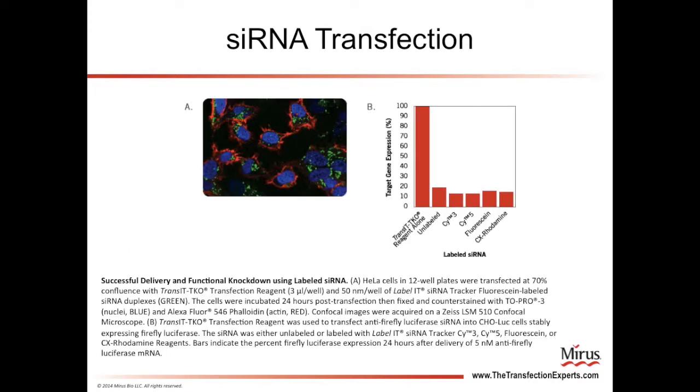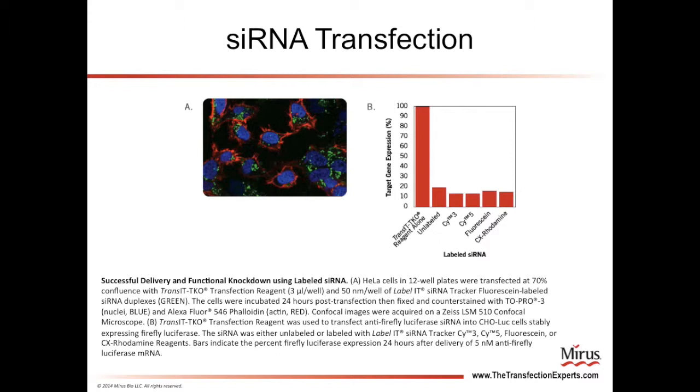In contrast to DNA transfections where you are expressing a gene, siRNA transfection can be used to inhibit gene expression. In the image shown in A, HeLa cells have been transfected with an siRNA that has been fluorescently labeled, which you can see as green spots. The nuclei have been stained blue, and the edges of the cell are stained red.